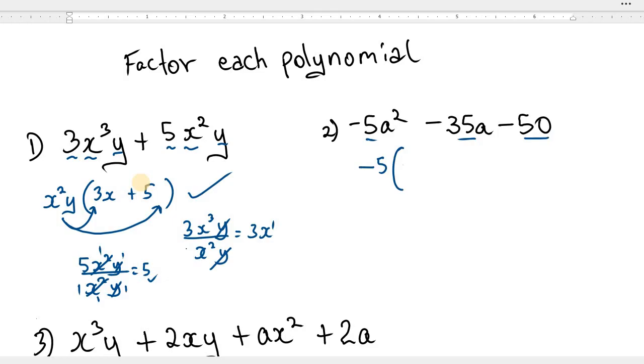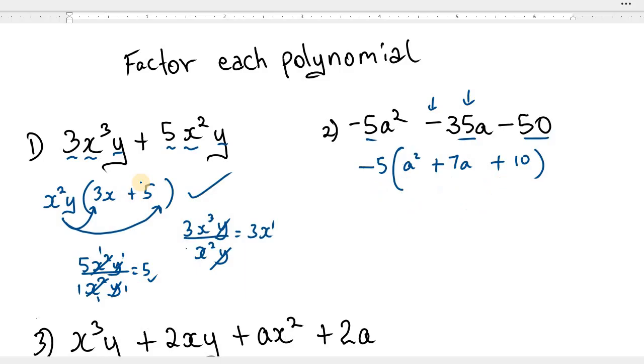Now, in the bracket, negative 5 times what will give us negative 5a squared? So all we need is a squared, since negative 5 times a squared is negative 5a squared. Negative 5 times what will give us negative 35a? Well, that will be a positive, of course, since negative times positive is negative. 5 times 7 gives us 35, but we needed a to give us negative 35a. So that's negative times positive is negative, and 5 times 7a is 35a. Now negative times what will be negative? Again, it will be positive. And 5 times what will give us the 50? That's 5 times 10. So negative 5 times positive 10 gives us negative 50.